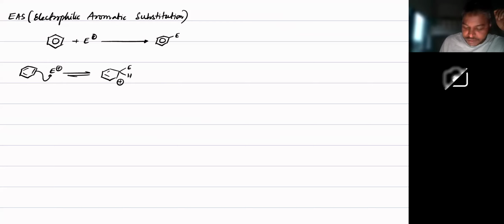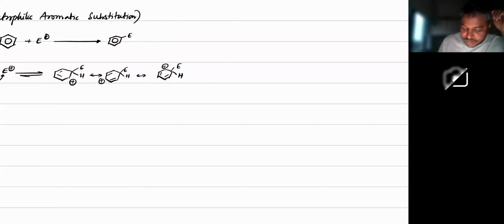Now, this positive charge can be migrated to different positions, right? Because of the resonance stabilization which it can bring. So the positive charge will be here like this, with electrophile and H, which brings you the hybrid form of it. So the hybrid form would look like this with electrophile and hydrogen here. Got it?